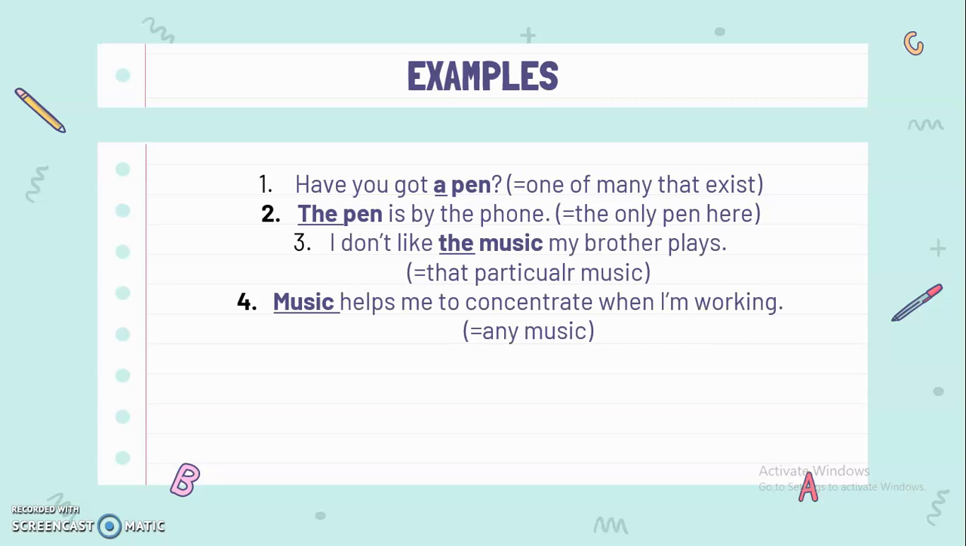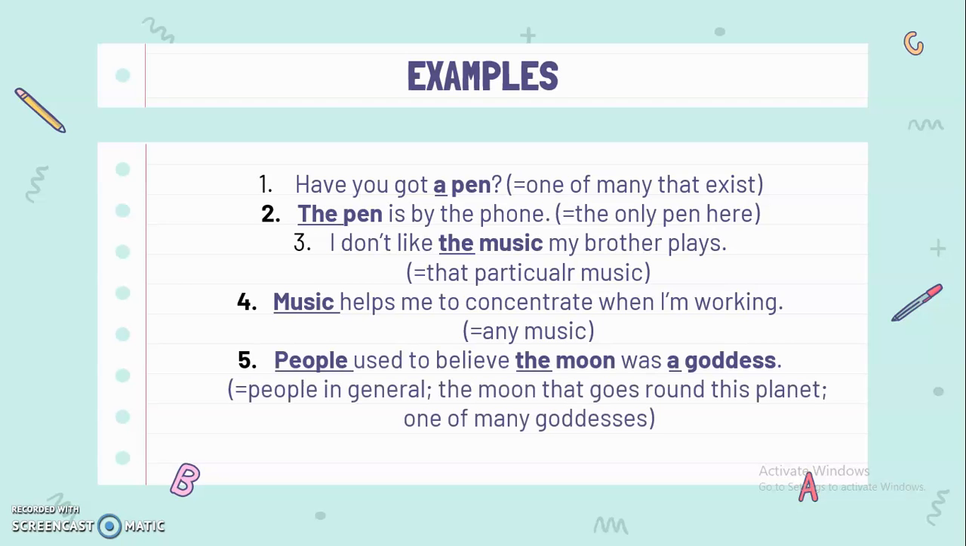I don't like the music my brother plays. The is used to refer to that particular music. Whereas when you get rid of the article: music helps me to concentrate when I'm working. It means any music. Last: people used to believe the moon was a goddess. People is used without an article, so it means people in general. The article the refers to the moon that goes around this planet. The article a, which is underlined, refers to one of the many goddesses.